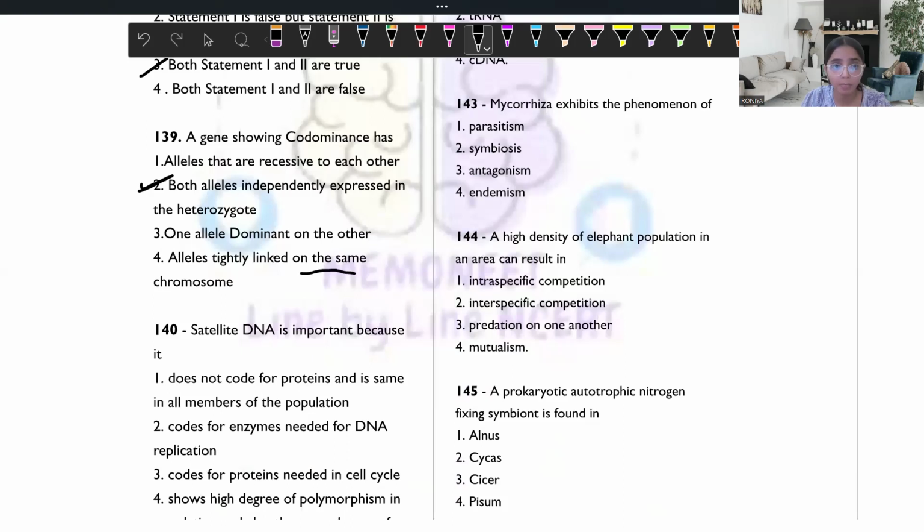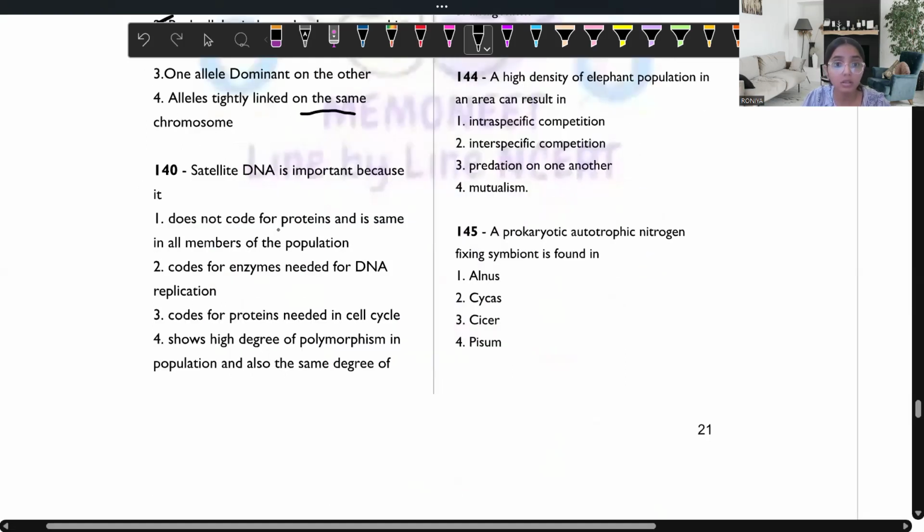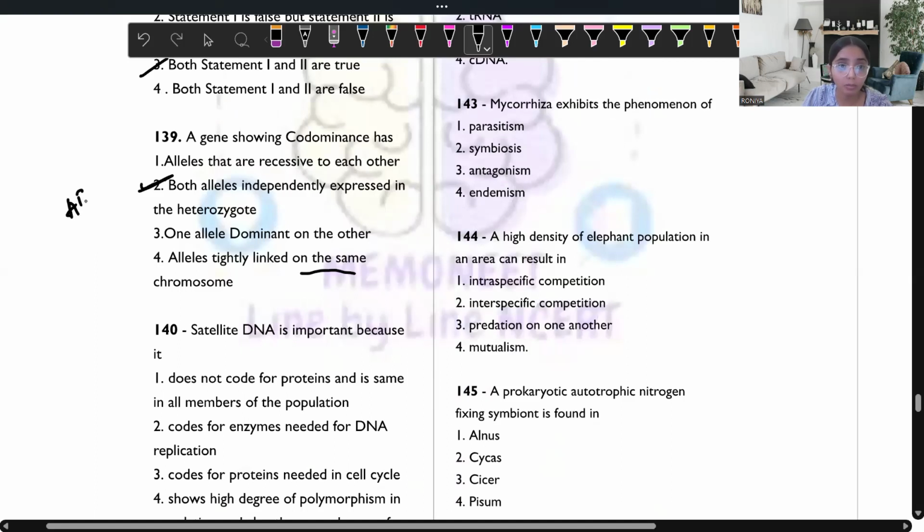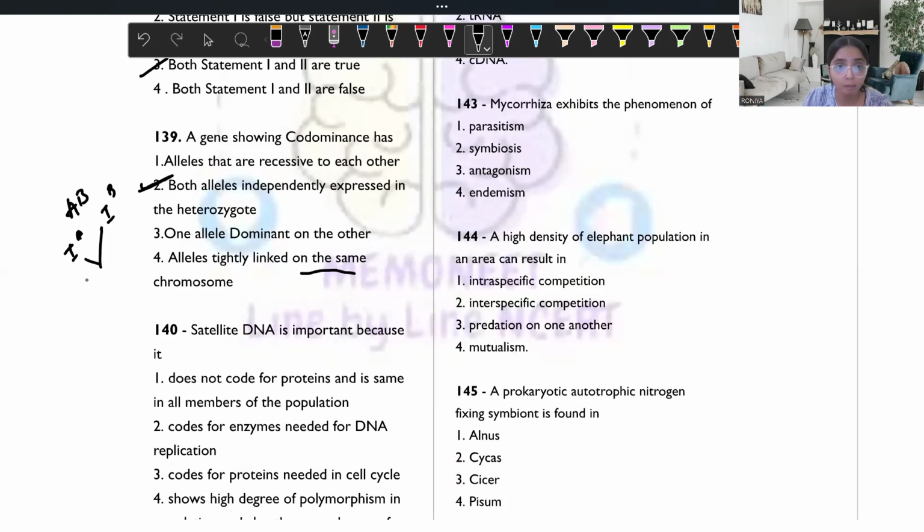Okay. For example, for codominance, it is the AB blood group. IA and IB both are independently expressed, and they give an AB blood group.